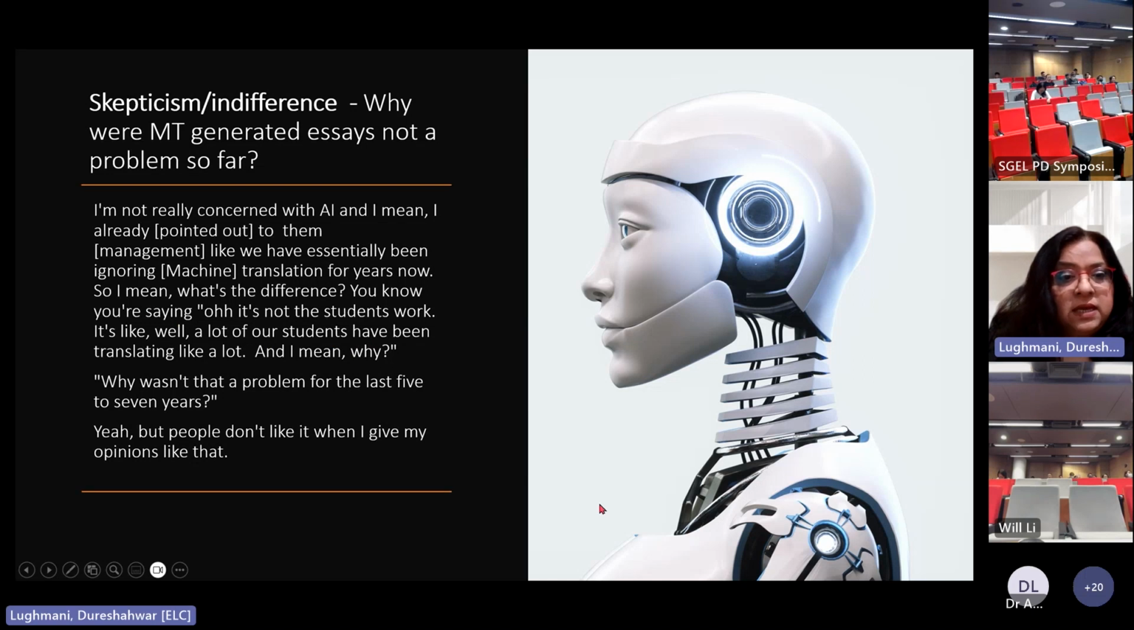And sometimes we are saying, no, it's not the students' work. Now, a lot of students have been translating a lot. And why? This colleague was quite emotional. Why wasn't that a problem for the last 5 to 7 years? But the colleague said when he talks about this, people don't like the opinions that are being expressed.